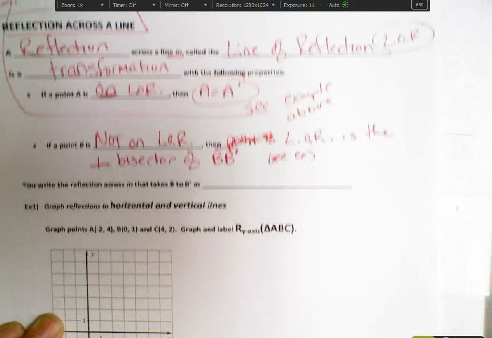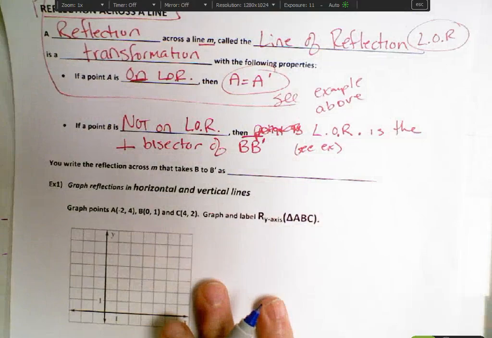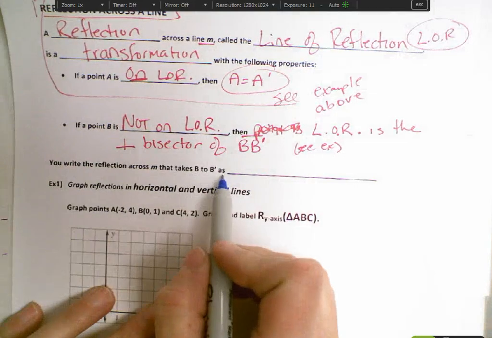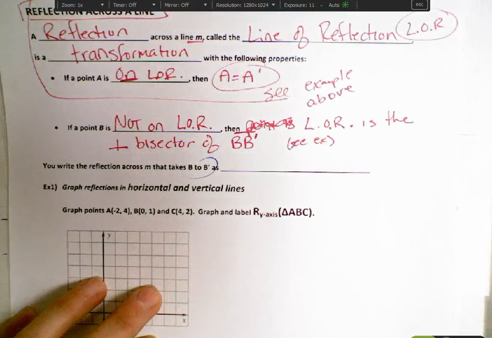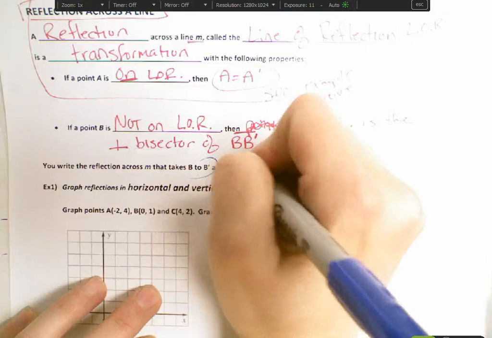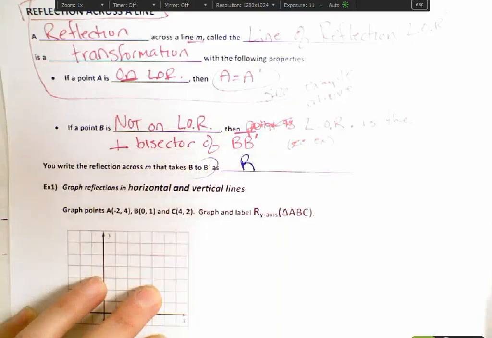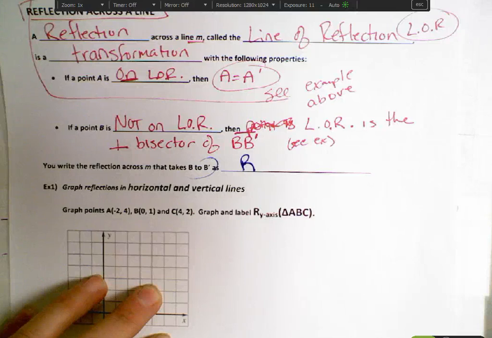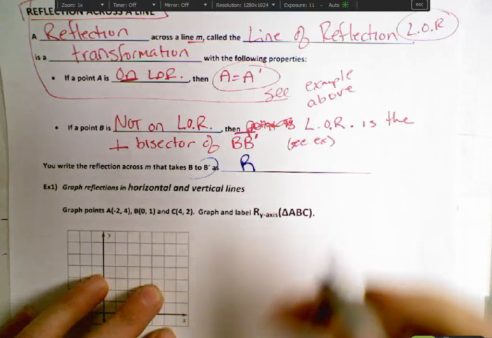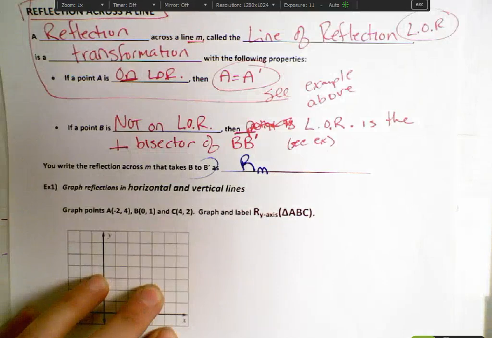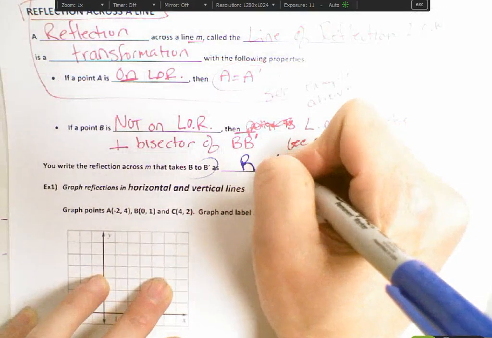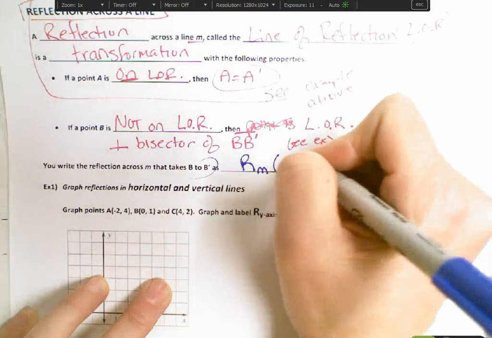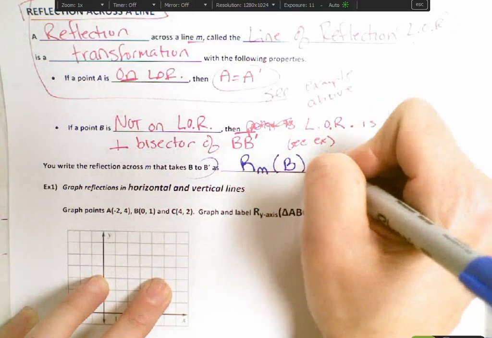So you write the reflection across M that takes B to B prime as, so if we're just looking at this reflection of the point B, just like our translation was a capital T, our reflection is designated as a capital R, sub M of B, as B prime.